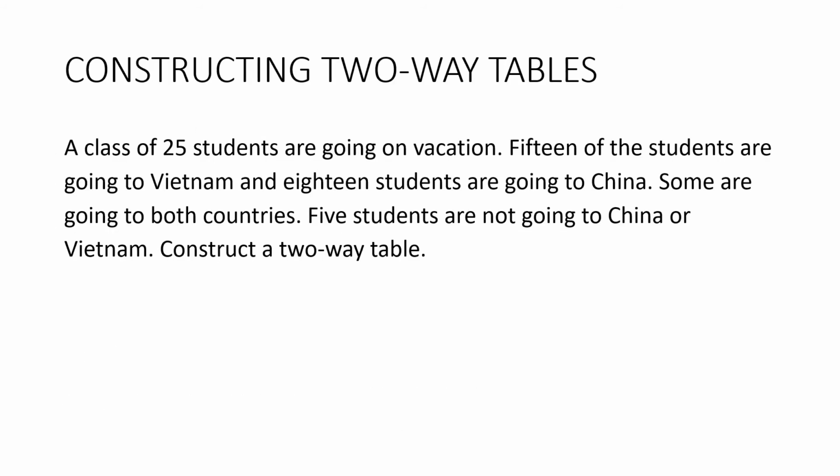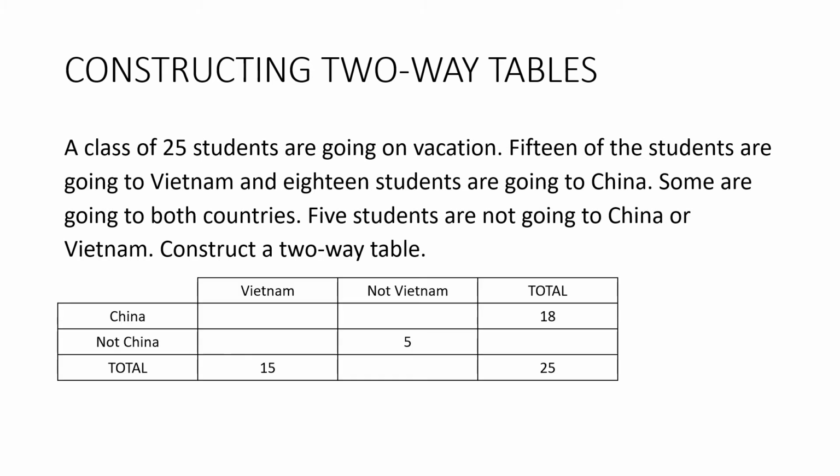We might have to construct a two-way table. Here's an example. A class of 25 students are going on vacation. 15 of the students are going to Vietnam, 18 students are going to China. Some are going to both countries. 5 students are not going to China or Vietnam. Construct a two-way table. All right, so I've drawn it up, got one attribute here, which is going to China, not going to China, and here's the other attribute, going to Vietnam, not going to Vietnam. And I've filled in the information that we have. We have a total of 25 students, 18 are going to China, 15 going to Vietnam, 5 going to neither country.